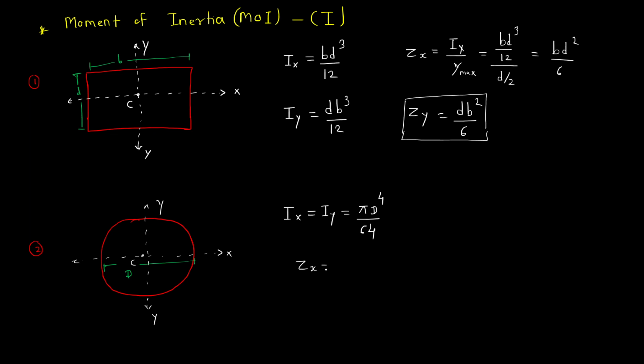For circular section, both Zx and Zy will be the same, and it is the same formula, I by y max. In this case, y max will be d by 2, so pi d power 4 by 64 divided by d by 2 gives pi d cube by 32. Now these are the two formulas for circular and rectangular section. Now we will quickly see the formulas for hollow rectangular and hollow circular sections.